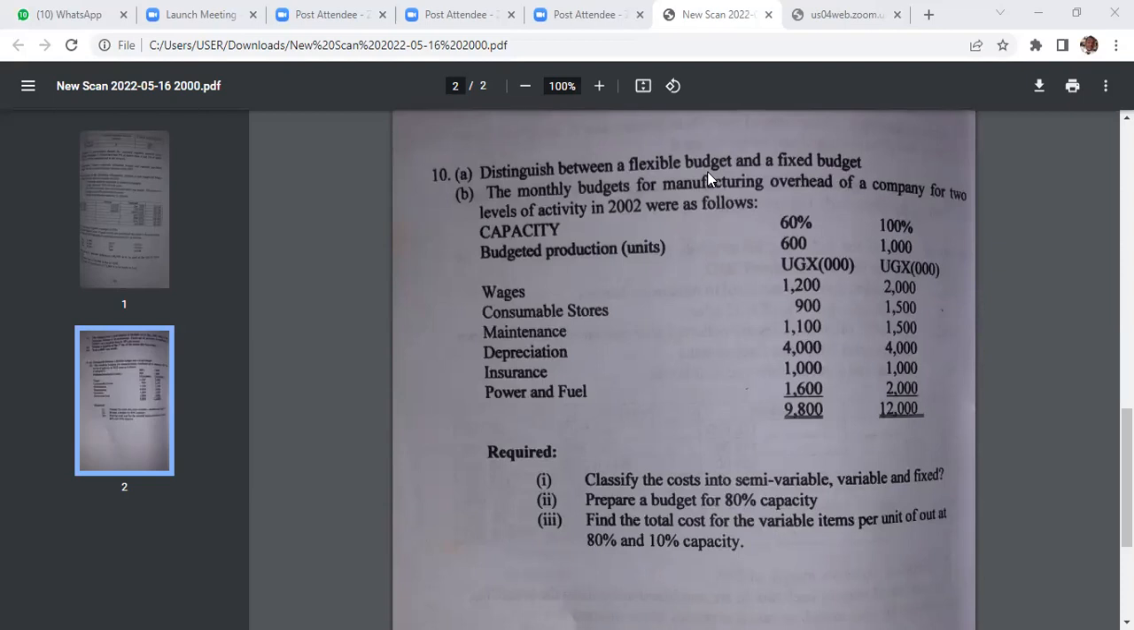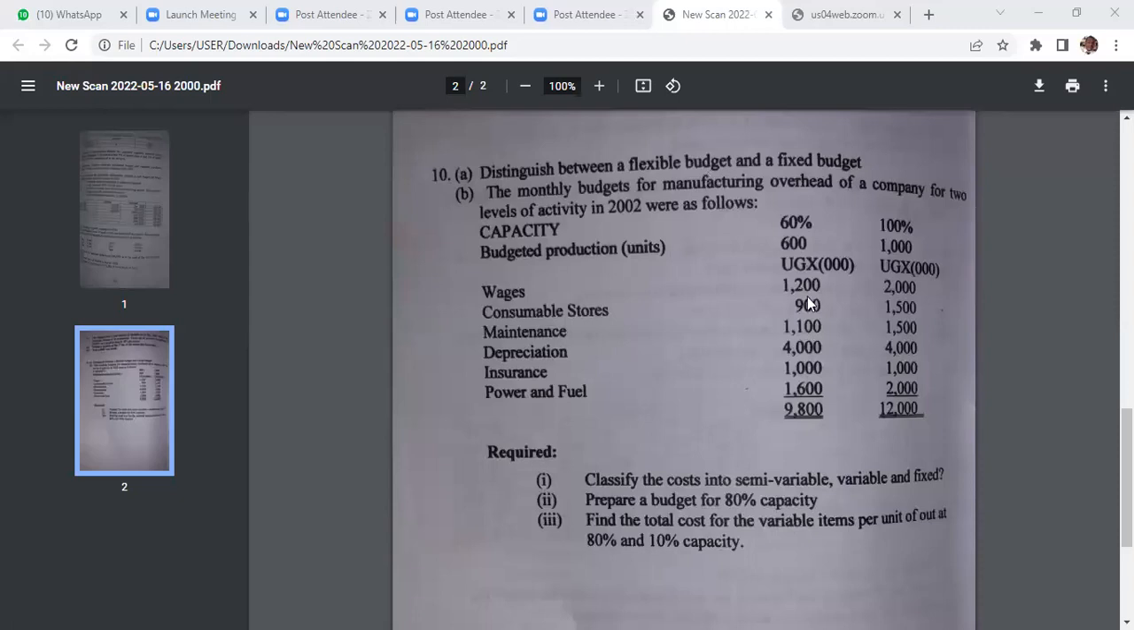We can look at part B. The required part wants you to classify the cost into semi-variable, variable and fixed. This is important for obvious reasons: when you're flexing the budget, we base it on these items. Is the item semi-variable, variable or fixed? The class of the item shows you clearly how to treat that item.